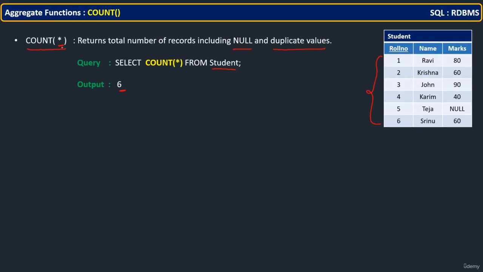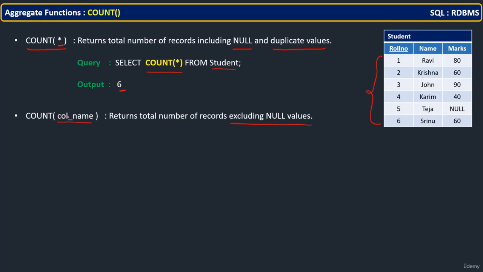So that is the first thing. Always remember that if you need the total number of records in a table, simply you can use count star. Then we have another variation. That is count of column name. Now, if you pass exclusively some column name, it is going to return the number of records by excluding null values. So this is also somewhat important.